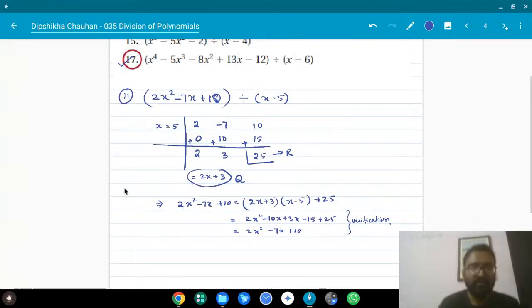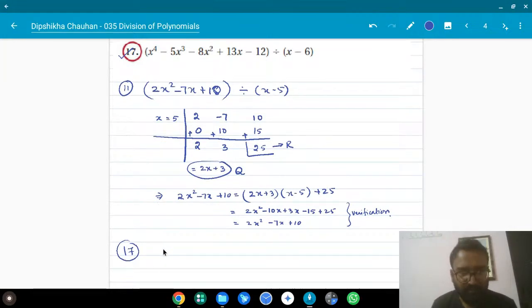So which is 17. I'm directly writing it: x minus 6 means you have to take x equals 6. Then power 4, power 3, power 2, power 1 and constant. This is our standard form. It is 1, minus 5, minus 8, 13 and minus 12.